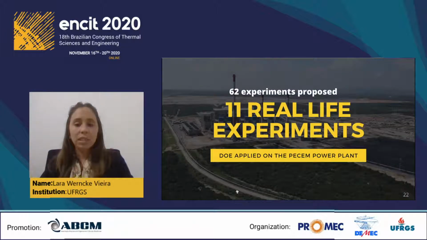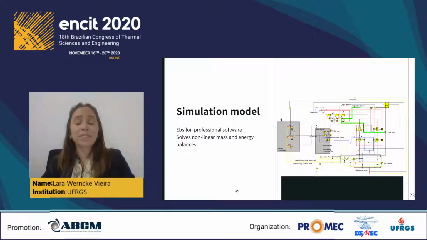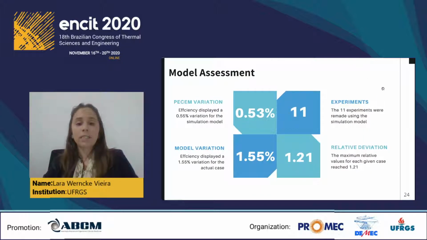So we have 62 experiments proposed to be conducted at the power plant, but we just have 11 real-life experiments. So to have our 62 experiments finished, we developed a simulation model using a professional software, as you can see in this figure, and the software solves nonlinear mass and energy balances, so we could finish our experiments. And we use the 11 experiments performed at PECEM Power Plant. They were remade using the simulation model to compare the results and have our model assessment. We have a maximum relative deviation for each given case. Of the 11 cases, they reached 1.21.